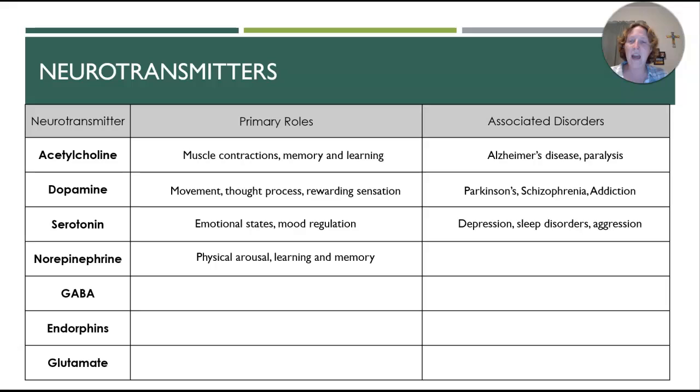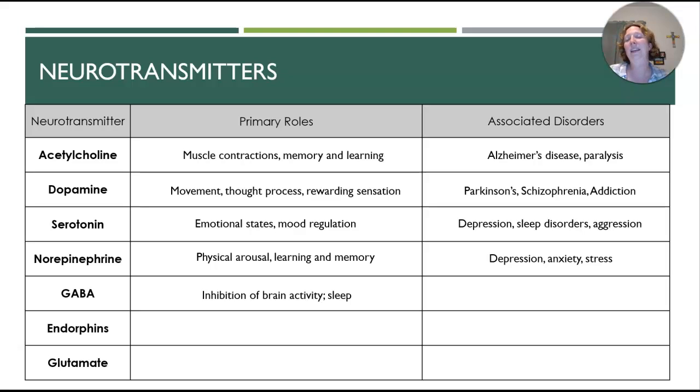Norepinephrine, I want you to add a little note to yourself that this is like adrenaline. It has to do with physical arousal, like pumping you up to respond to a situation, learning and memory. Too much or too little also contributes to depression, anxiety, and stress.